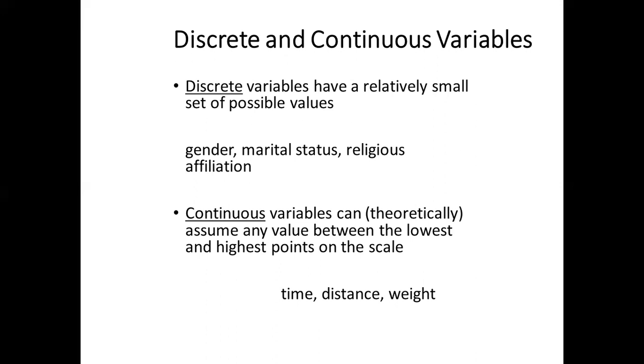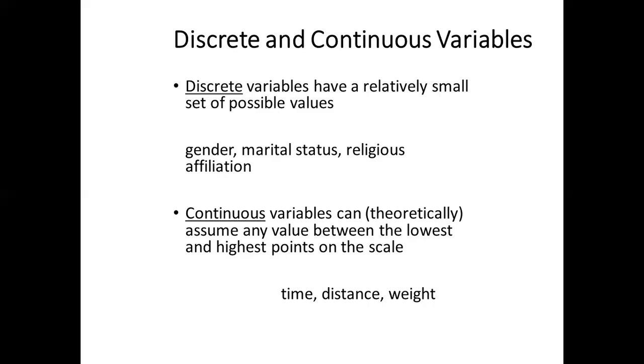All right. So the next one we have there is what we call the continuous variable, which theoretically assumes any value between the lowest, now underline the word lowest, and the highest point on a scale. An example is time, distance, weight. Because for every weight, there's a starting point. It could be 1, that is the lowest, then up to a highest point.